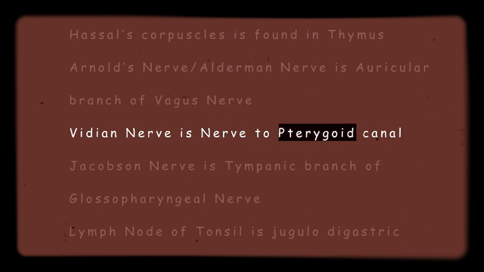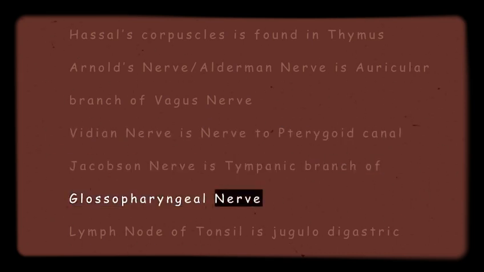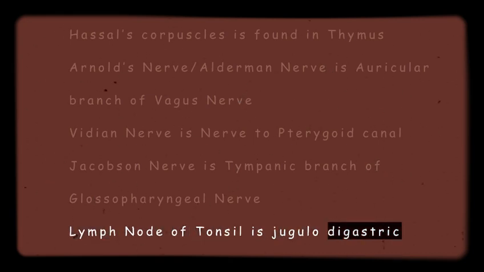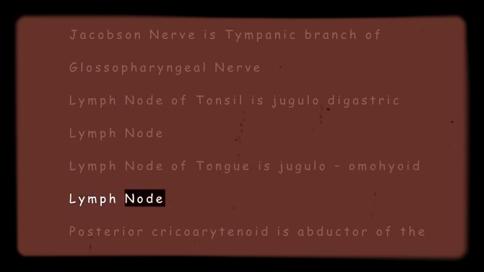Vidian nerve is the nerve of the pterygoid canal. Jacobson nerve is the tympanic branch of the glossopharyngeal nerve. Lymph node of tonsil is the jugulodigastric lymph node. Lymph node of tongue is the jugulo-omohyoid lymph node.